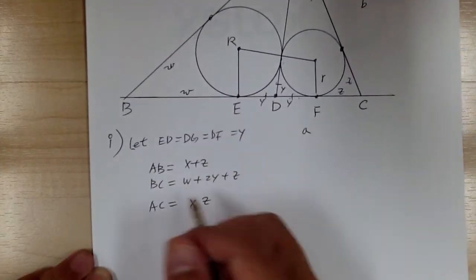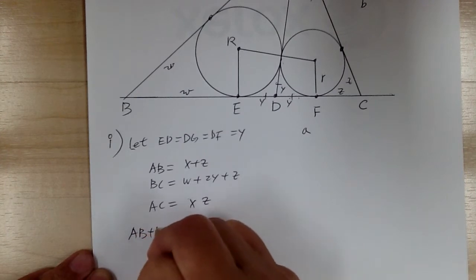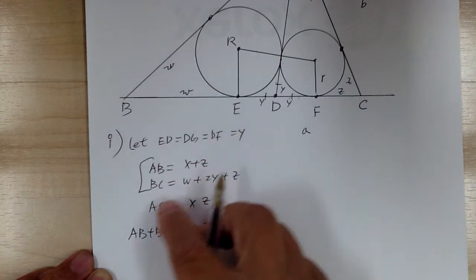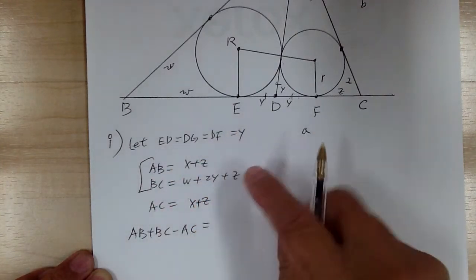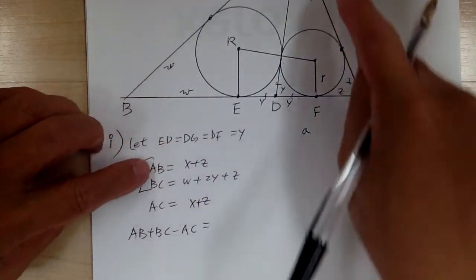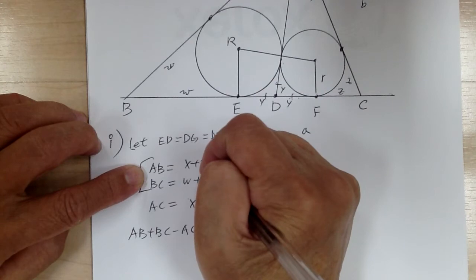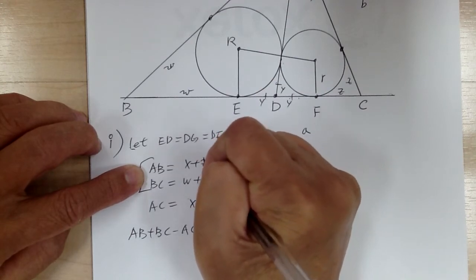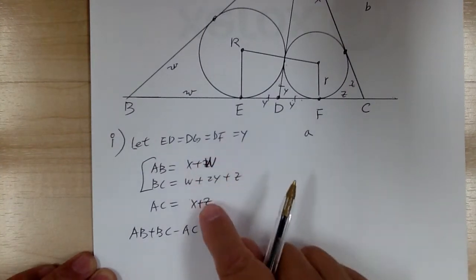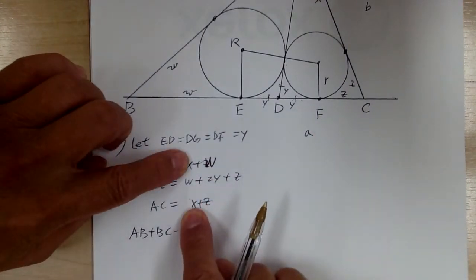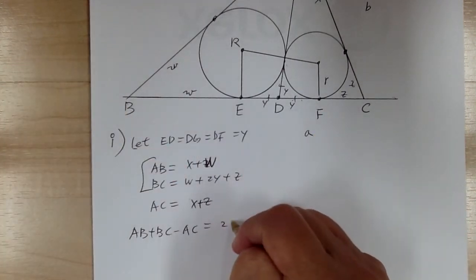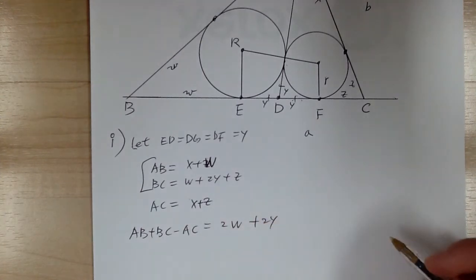Then what we're going to do is AB plus BC minus AC. So we're going to add these two and subtract that. Notice AB is X plus W. So be careful, it's kind of complicated. So notice the X and the Z will cancel out. So you're going to end up with 2W plus 2Y.